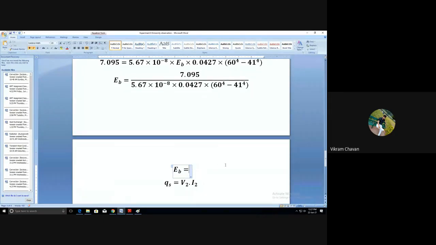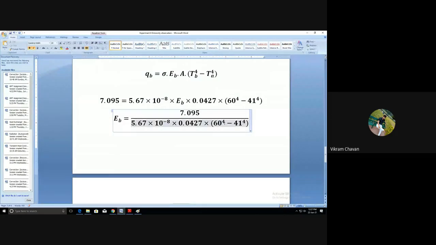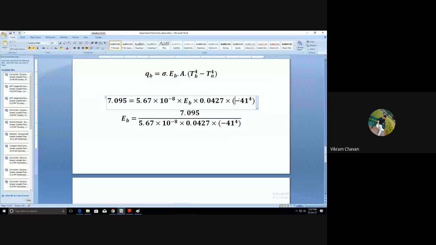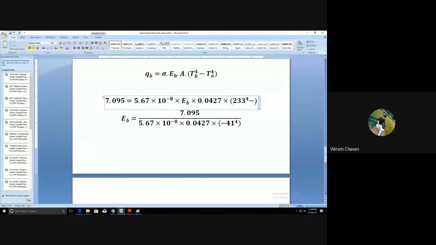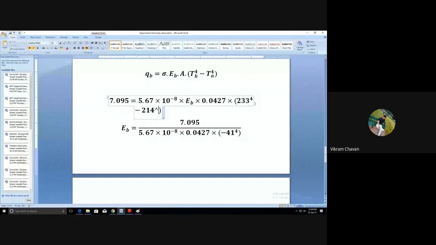Oh, sorry, one mistake from my side. Actually, we have to take the temperature in Kelvin. You should have suggested that to me. I made a mistake. So 60 plus 273, how much is it? 333, raised to 4. And 41 plus 273, 314, raised to 4. Okay, the same you have to use for the calculation.